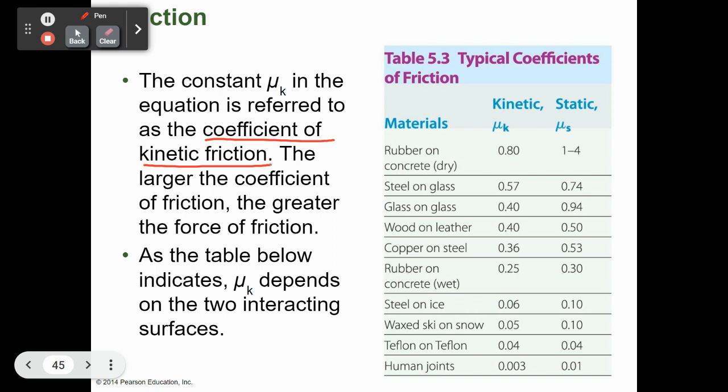And like I said, this ought to make sense. Just think about different surfaces. Which would be easier to slide across, glass or rubber? Glass, of course. Glass is nice and smooth and slick. But rubber or concrete or something like that, depending on what kind of rubber it is, it's not going to be very smooth, right?